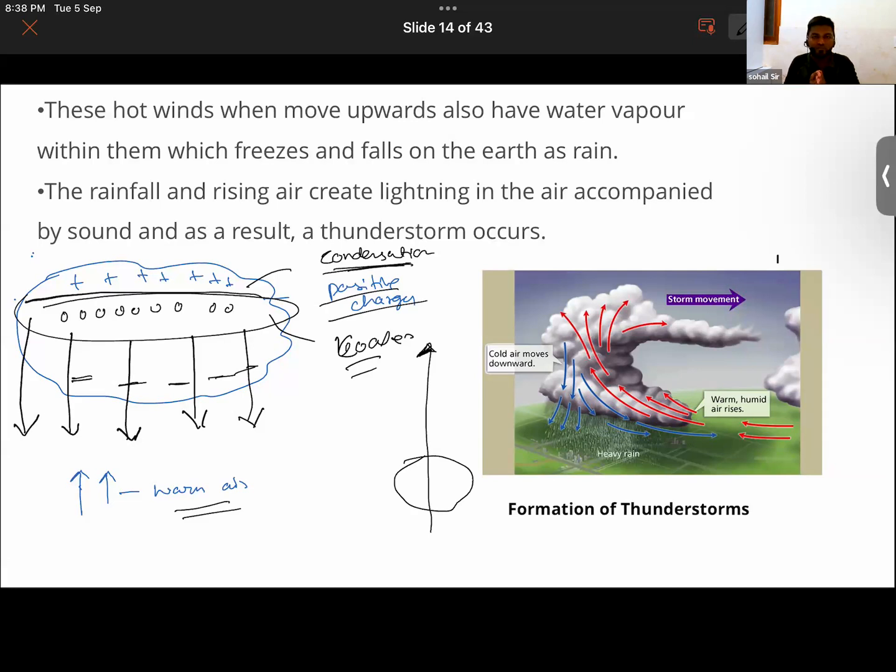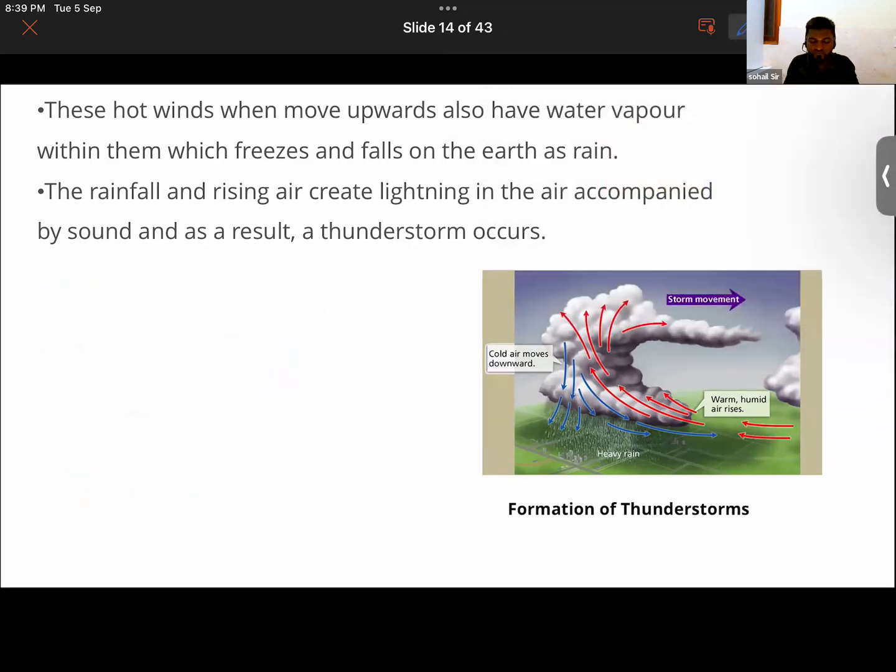Yes, Sundas? So there is generation of negative charges also. So what happens when the negative and the positive charges come in contact, there is a generation of huge amount of charge that you see in the form of lightning. Is that clear? Okay.